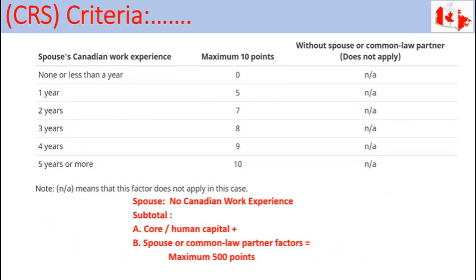Now spouse Canadian work experience. Similarly, if your spouse has 5 years of Canadian work experience, you can get 10 points here. With 4 years of work experience, you can get 9 points here. So if I add A plus B, that is core human capital plus spouse or common law, you'll get a maximum of 500 points.